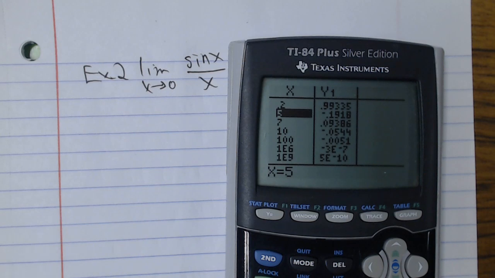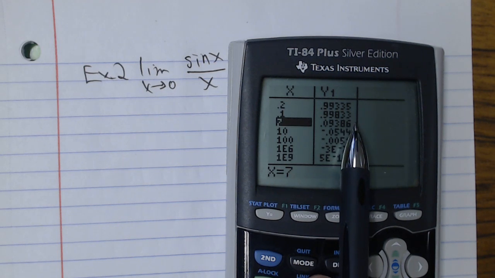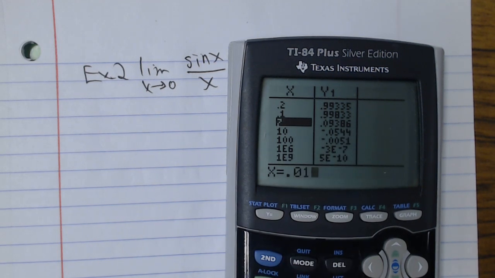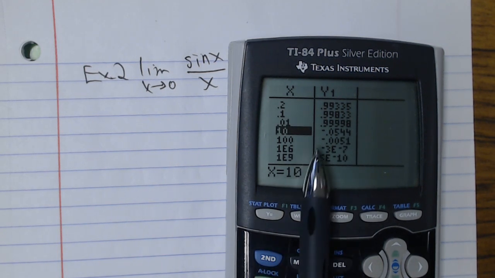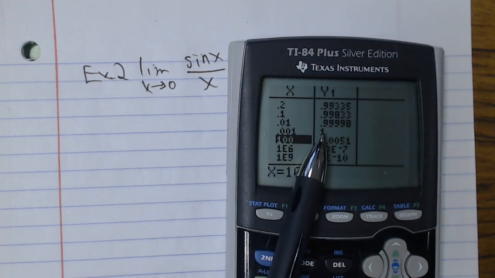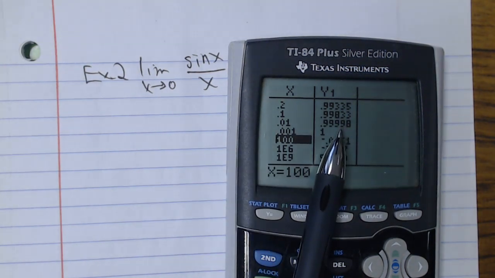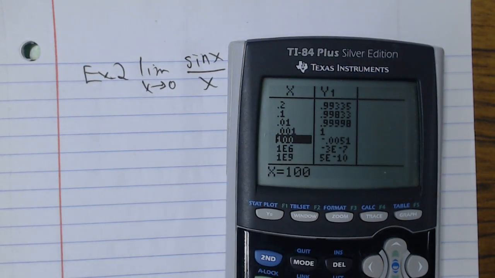Okay, so let's get even closer to 0. What if I plug in 0.1? I get 0.99833. And then what if I plug in 0.01? Then I get 0.99998. What if I plug in 0.001? I get pretty much 1. So what's the calculator saying? It's not saying it is exactly 1, but we could see that as I'm getting closer to 0 from the right side, this gets closer and closer to 1. Okay?